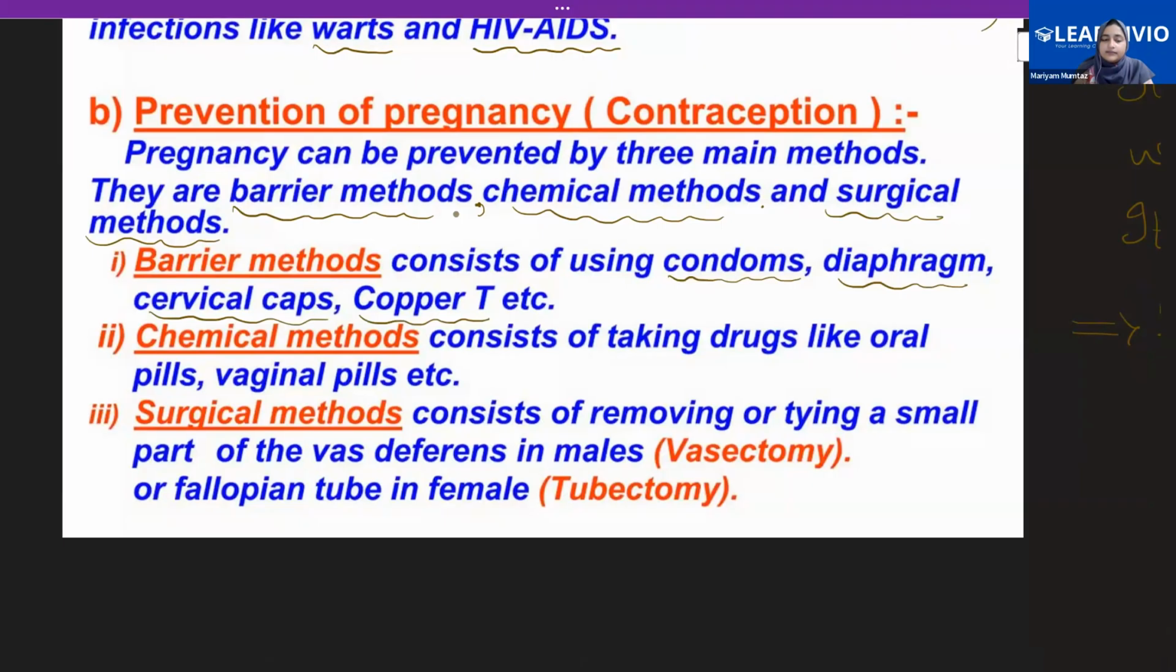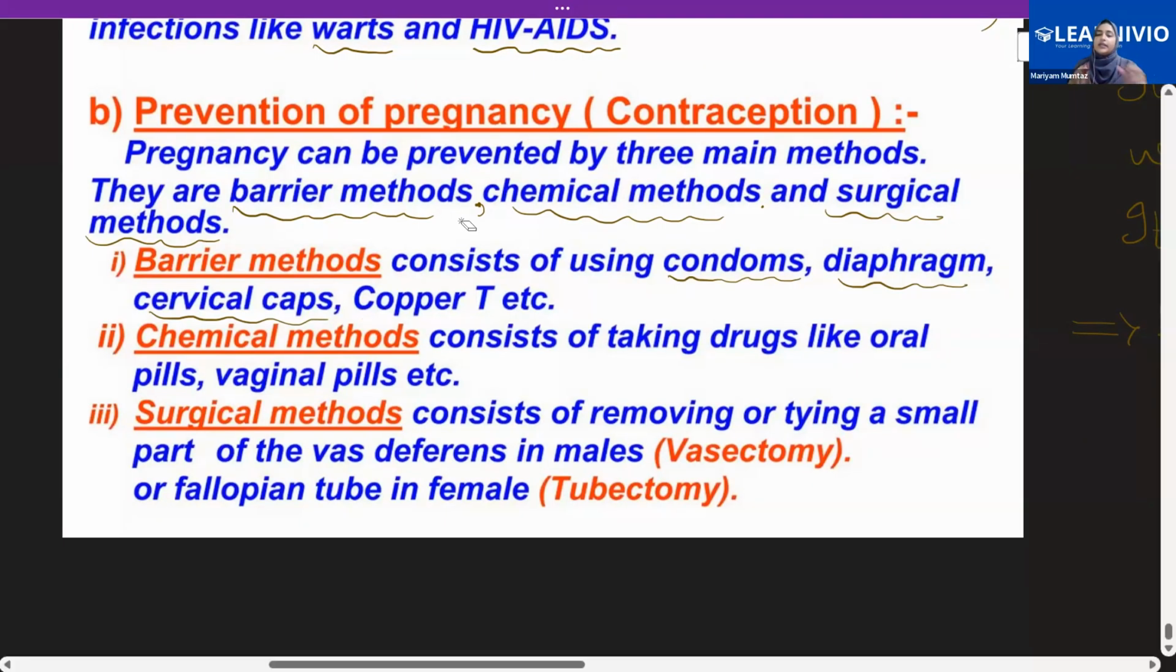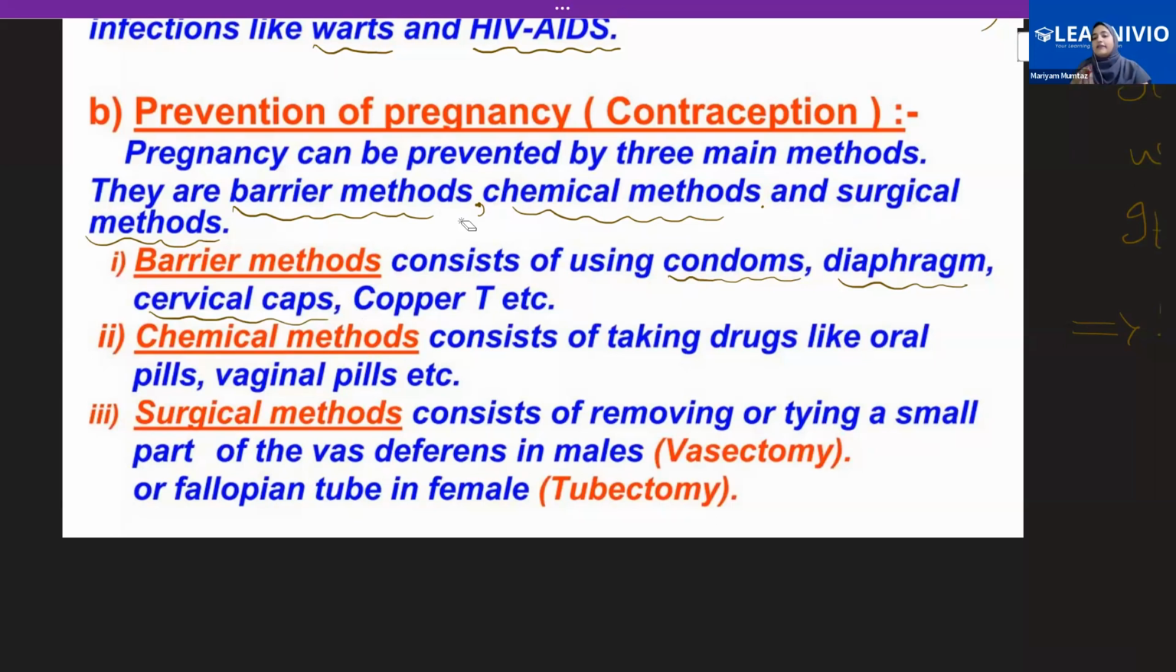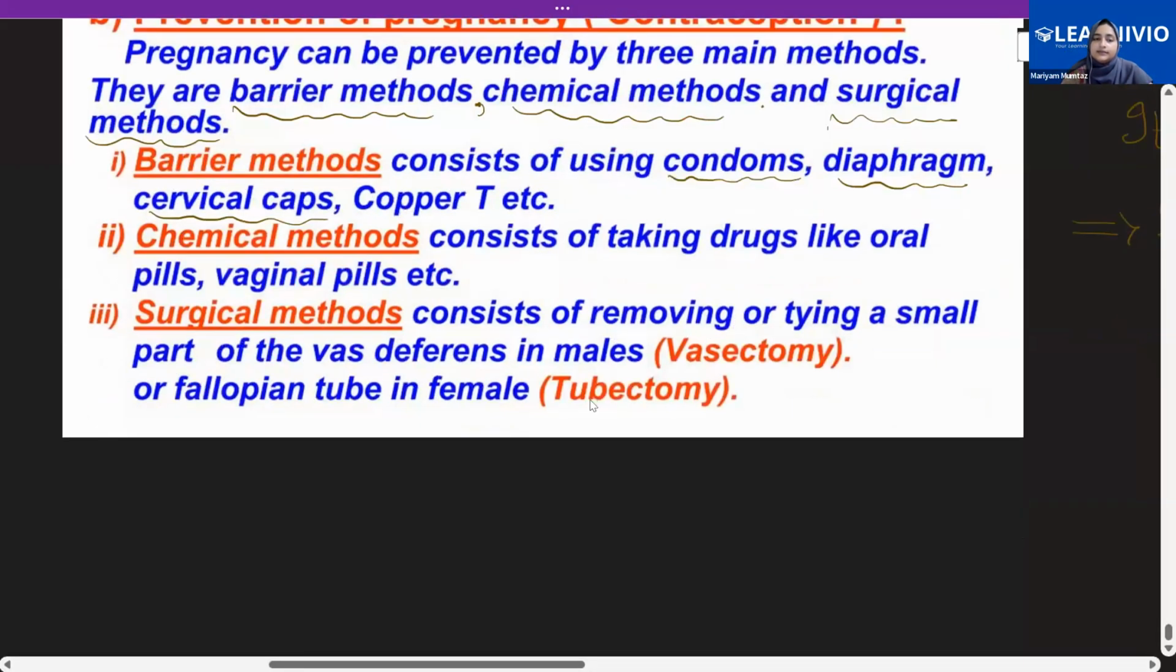Ma'am, diaphragm is present below the lungs, right? Yeah, that is a part of the body as well, but this diaphragm is not that. That diaphragm is found underneath the lungs for the respiration process, but this one is not for respiration. It is a barrier method, meaning it will not allow the sperms to reach the vaginal passage. So it's like a covering that is worn by the female. Understood?